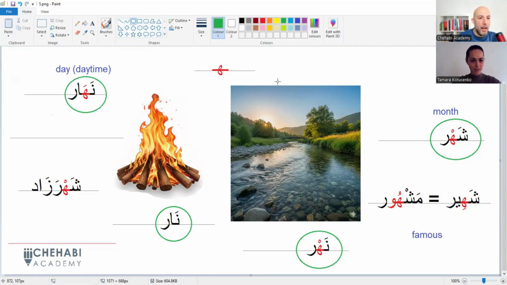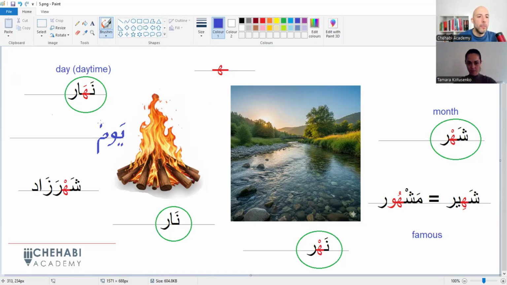نهار. Nahar, nahar. Where's the stress? First, second one. Exactly, نهار, on the second syllable. Nahar. Exactly. Nahar is day as daytime. What was day, the 24 hours? Remember? Yawm. Yawm is day, the 24 hours.